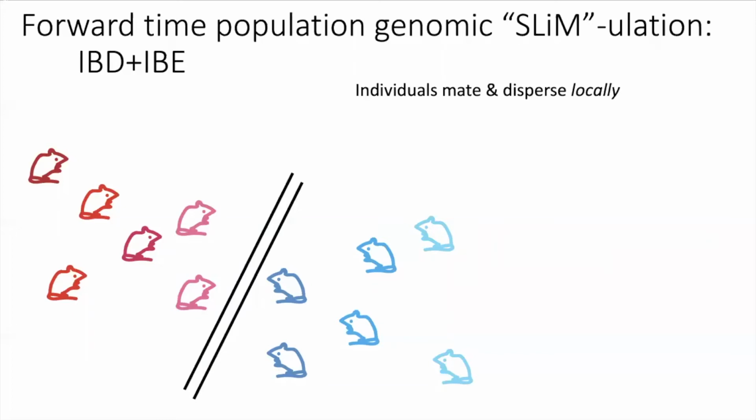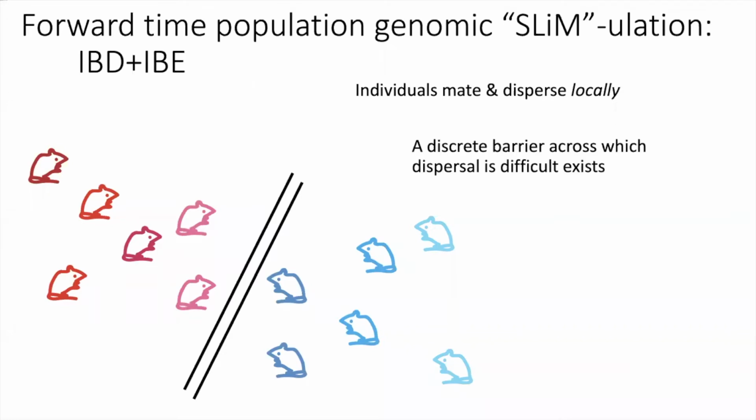And I here made a simulated population that is under the influence of both isolation by distance and isolation by this environmental variable. So we have individuals that are mating and dispersing locally. But then there's also this discrete barrier that could be anything, but all it does is make it difficult for these simulated organisms to disperse across.